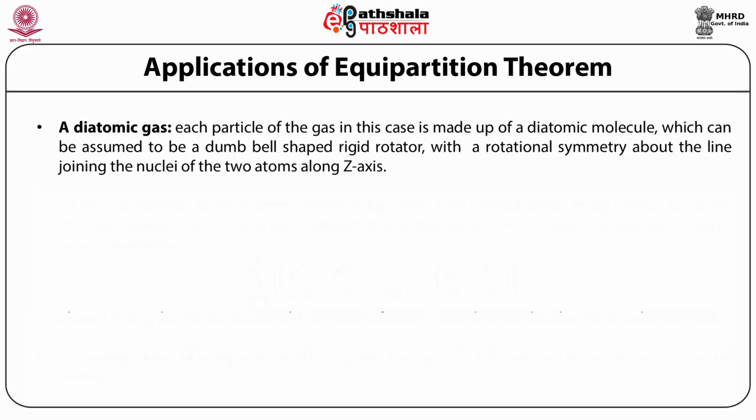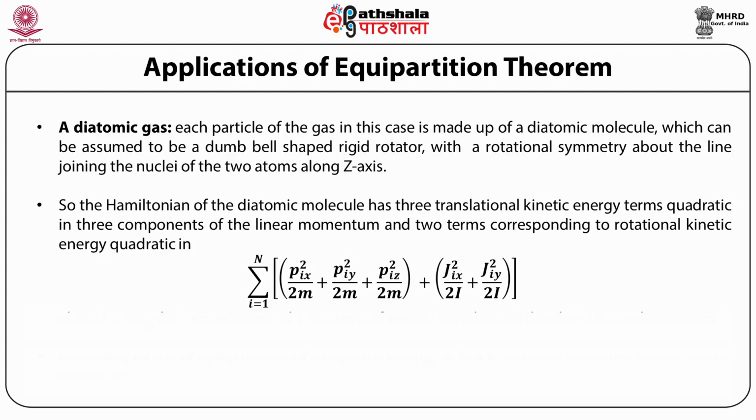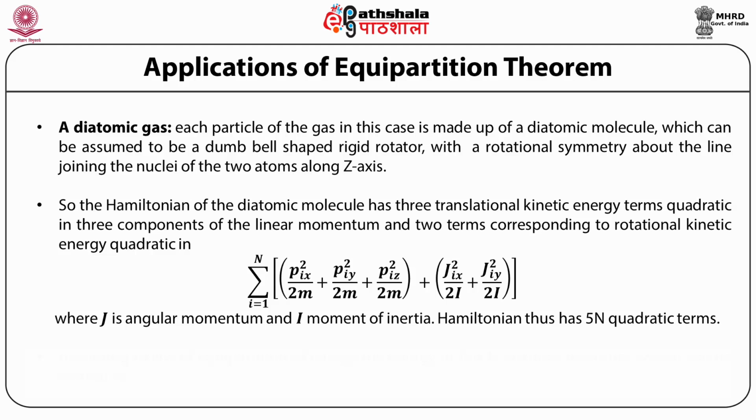A diatomic gas. Each particle of the gas in this case is made up of a diatomic molecule, which can be assumed to be a dumbbell-shaped rigid rotator with a rotational symmetry about the line joining the nuclei of the two atoms, along the z-axis. So, the Hamiltonian of the diatomic molecule has three translational kinetic energy terms, quadratic in the three components of the linear momentum, and two terms corresponding to rotational kinetic energy, quadratic in two components of J, which can be written as the sum over i = 1 to N of pix²/2m + piy²/2m + piz²/2m + Jix²/2I + Jiy²/2I, where J is angular momentum and I is the moment of inertia. The Hamiltonian thus has 5N quadratic terms.